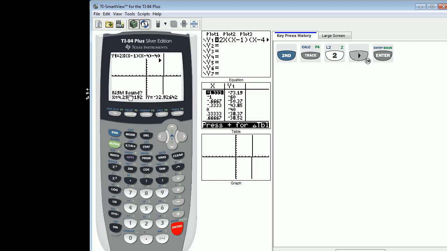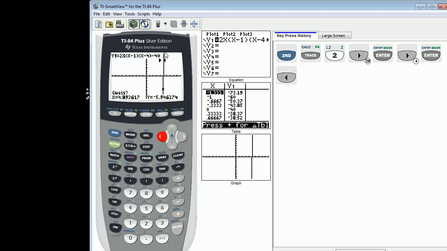Now do you see it's prompting me for a right bound? So if I think it's 5, I want to go a little bit bigger than 5. There we are. 6. That's bigger than 5. So I'm going to hit enter. Now, do you see the 2 arrows right here at the top? Those 2 arrows should always be facing each other. We call those kissing arrows.